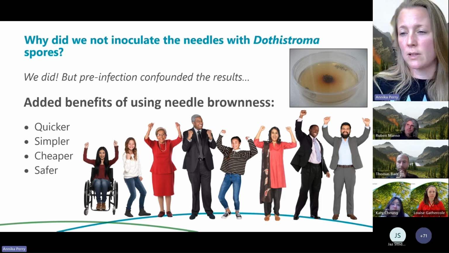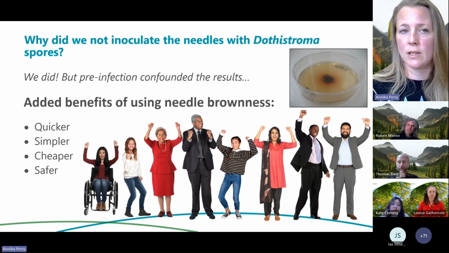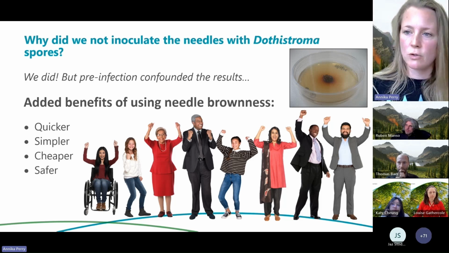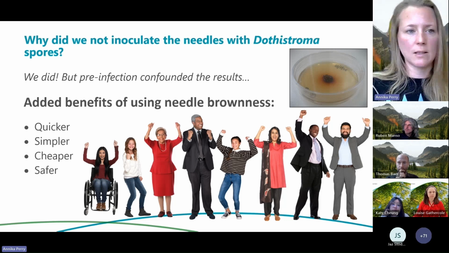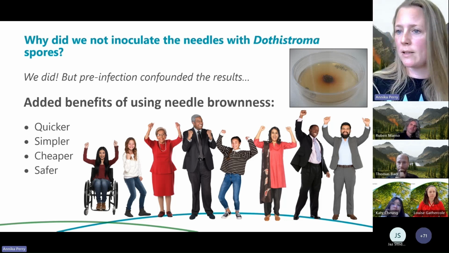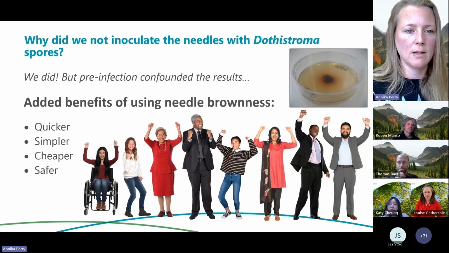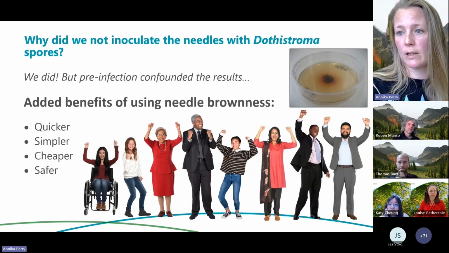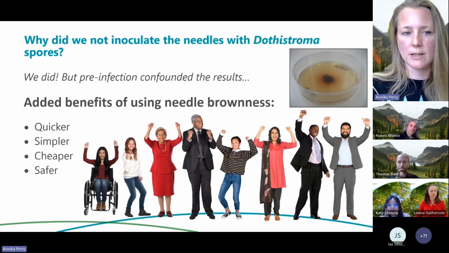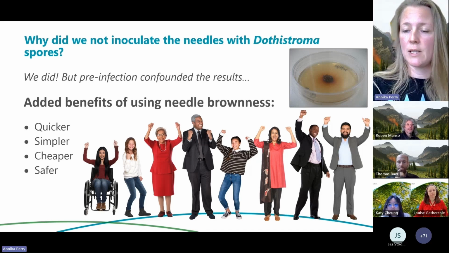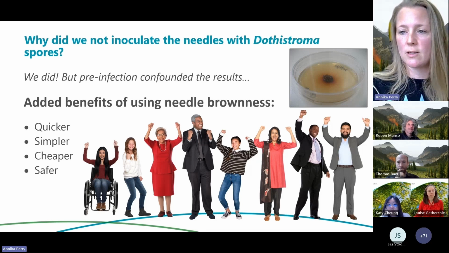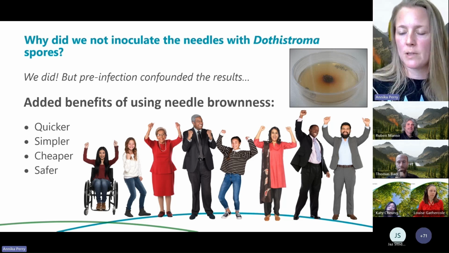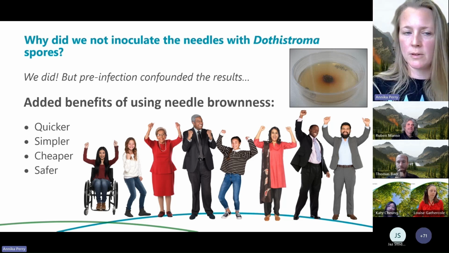So I also found needle brownness, to be honest, I measured it at first just because I noticed that some were turning very brown and some just do not turn brown at all. They can be in a wet box for 7 weeks and they remain totally green by the end. And there were other added benefits as well. It's much quicker. Just the scoring is very simple. It's cheaper. You don't have to start buying consumables and reagents to do an inoculation, and it's safer. I wasn't chopping cultures out with scalpels and things like that.